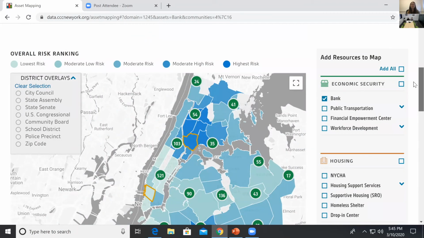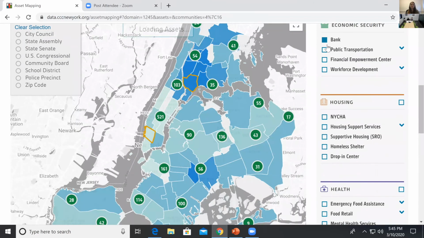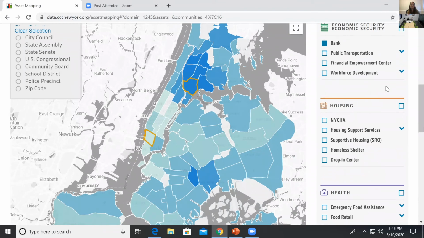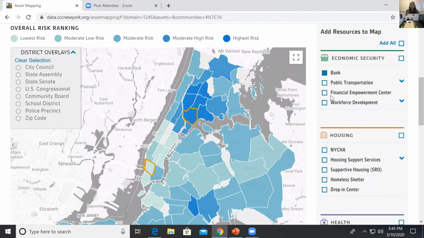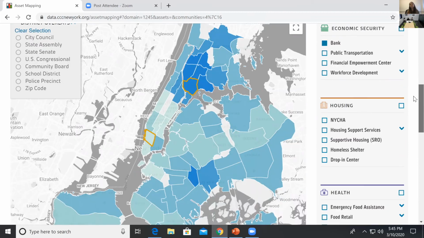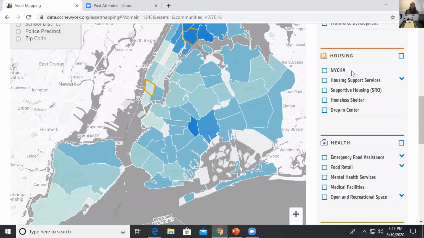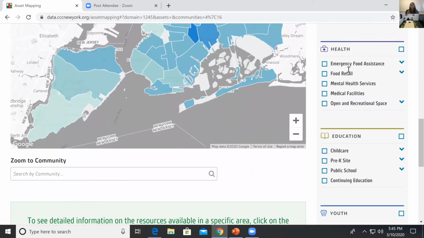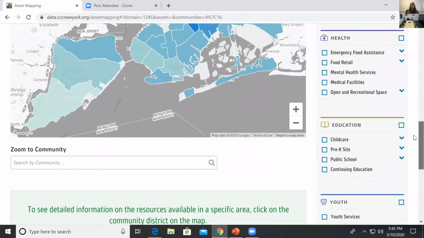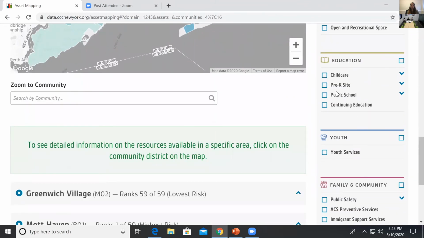Like we said before, it's culture, it's connections, it's people, but some of it you can capture. And so what we have here is a list of what we call assets, and we've broken them down in the same kind of way that we broke down the other indicators. So we can look at some things with economic security here. We can look at housing, like where are there housing developments and support services, homeless shelters. We can look at health facilities. And we can look at child care sites and schools where there's pre-K, right?